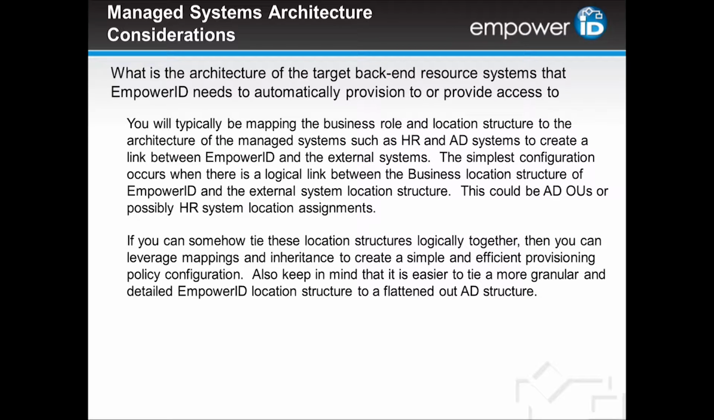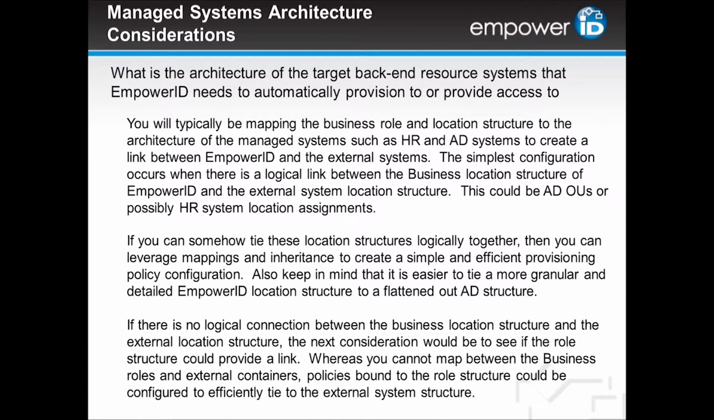Also keep in mind here that it's easier to tie a more granular and detailed EmpowerID location structure to a flattened-out AD structure. So if I have a single OU in Active Directory, say for the finance division, then inside EmpowerID, I could have a more granular breakdown of the finance division into, say, accounts receivable, accounts payable, payroll, those types of departmental designations, and I can easily do a many-to-one mapping from the EmpowerID locations down into the Active Directory. Going back the other direction, it's not quite as simple.